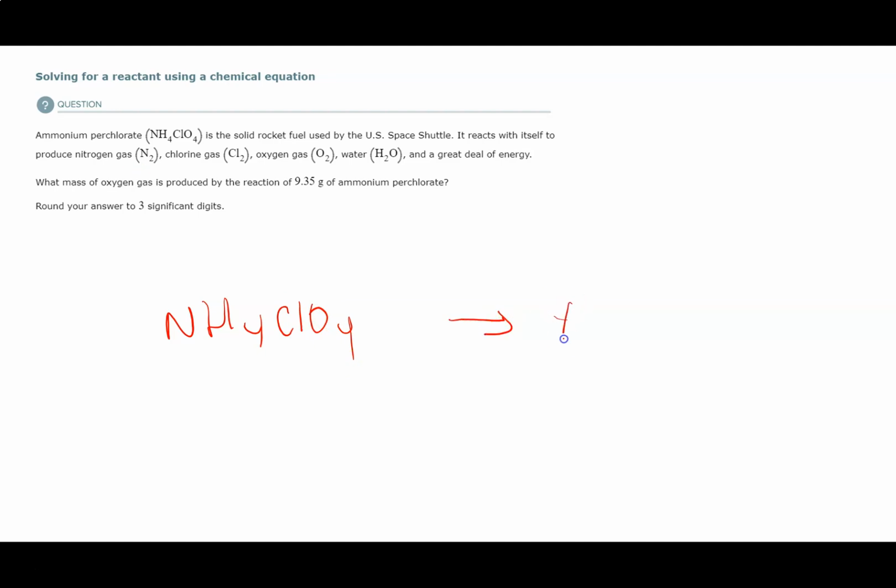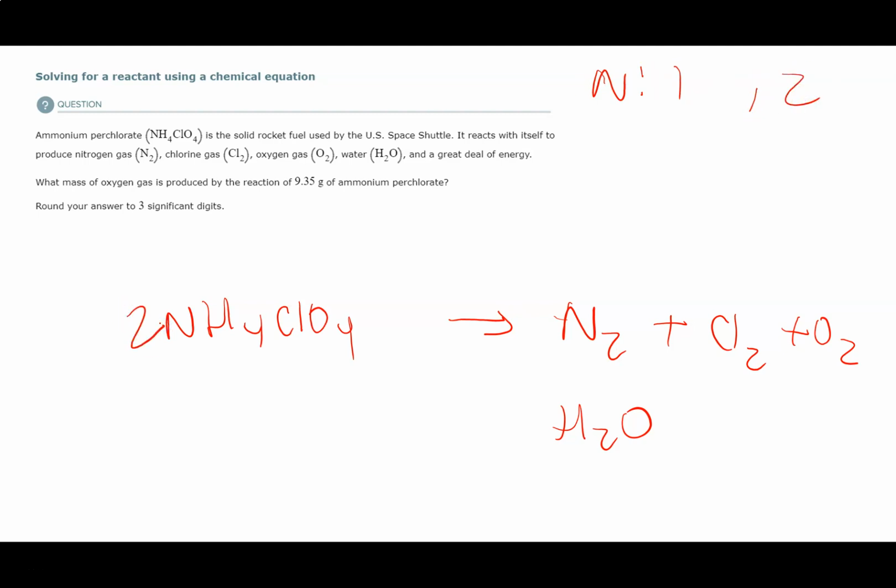And then it says to make nitrogen gas, chlorine gas, oxygen gas, and water vapor, and a great deal of energy. So what I want to do is balance it, and what's obvious here is that the nitrogens don't balance, do they? Because I've got 1 on the left and 2 on the right. So I'm going to want at least 2 of those guys.